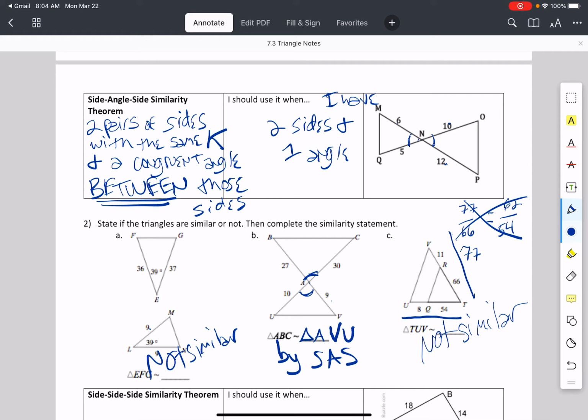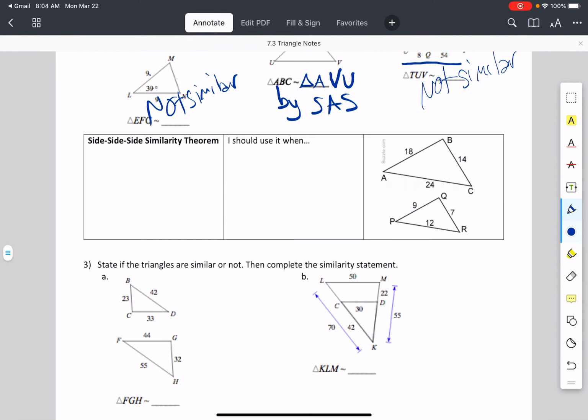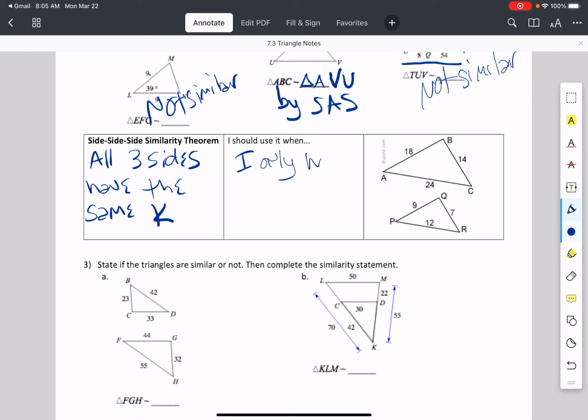Any questions on side angle side? No? Okay, last one is side, side, side. So this one is when all three sides have the same scale factor. I should use it when I only have side info, no angles.